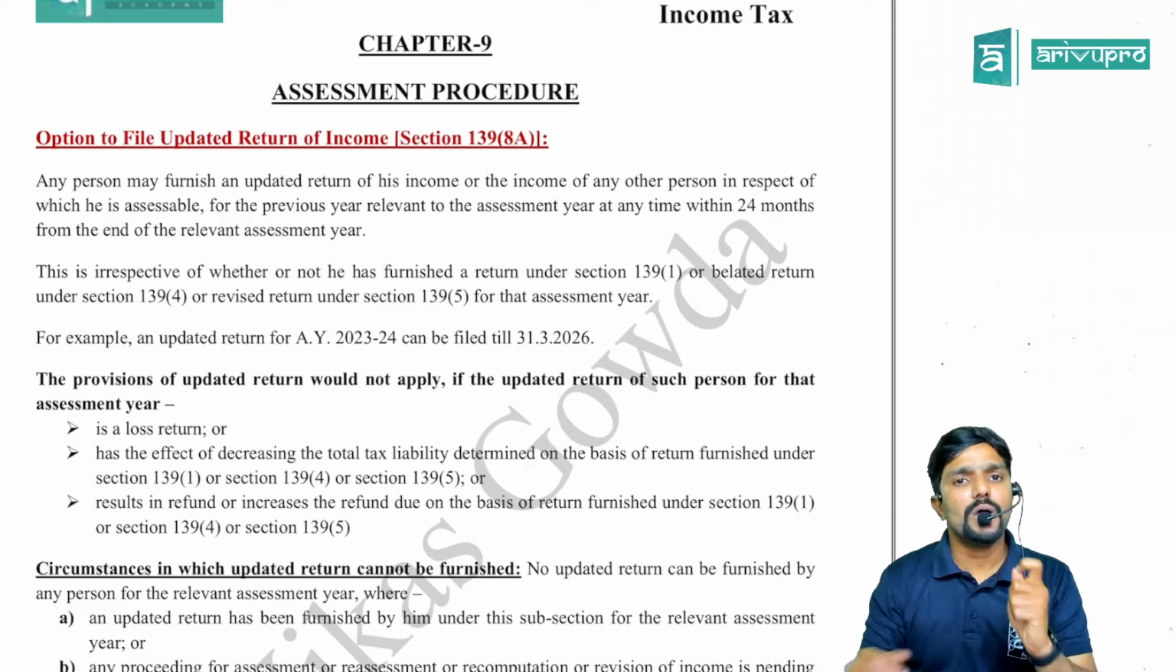No. Next, results in refund or increases in the refund due on the basis of return furnished under section 139 subsection 1 or subsection 4 or subsection 5. That means you had already filed a return where refund is 3 lakh. Now you want to claim more refund. Can you do it? No. Sir, or else, as per the return which I already filed, my tax liability was 1 lakh. But now, due to the updated return, I am claiming a refund. That means there is a loss of revenue to the department. Can I do it? No, you cannot. You cannot do it, guys.